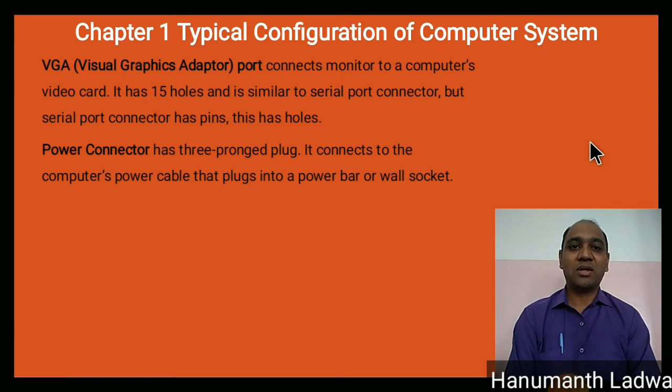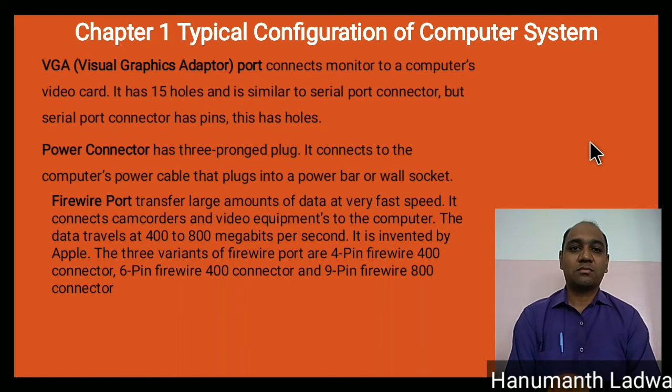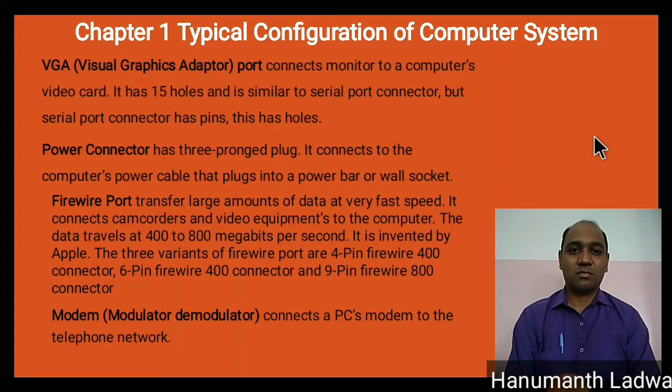Let us continue with power connector. So this has 3-pronged plug. It connects to the computer's power cable that plugs into a power bar or wall socket. Fire port, transfer large amount of data at very fast speed. It connects camcorders and video equipment to the computer. The data travels at 400 to 800 megabits per second. It was invented by Apple. The 3 variants of Firewire port are 4-pin Firewire 400 connector, 6-pin Firewire 400 connector and 9-pin Firewire 800 connector.